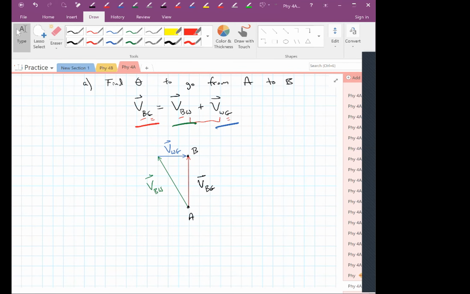Okay, so we say theta. How would we orient ourselves? We would point ourselves at an angle theta, a little bit upstream, and that is the inverse sine of the water with respect to the ground over the boat with respect to the water.